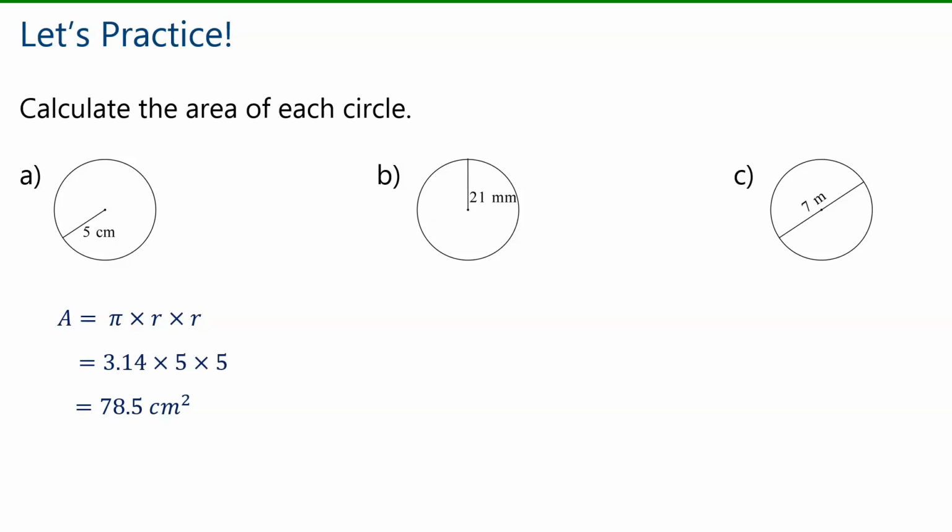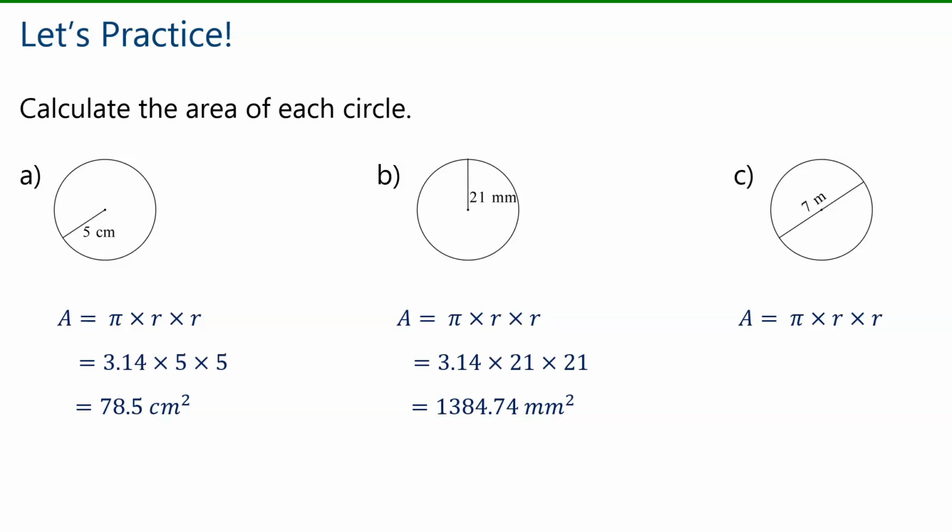So let's do that again for B. This time the radius is 21. So I'll multiply 3.14 by 21 and 21 again, giving me an area of 1,384.74 millimeters squared.